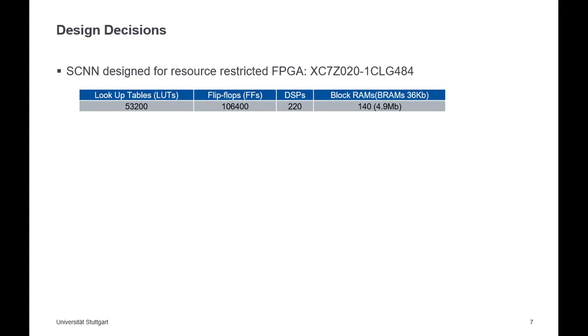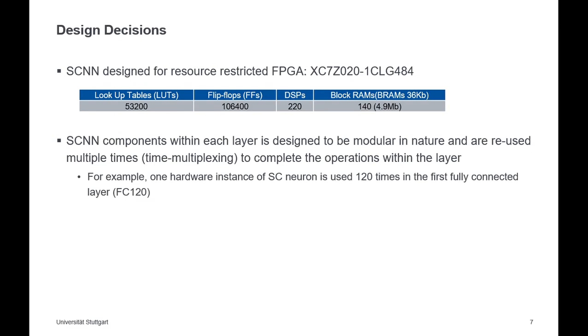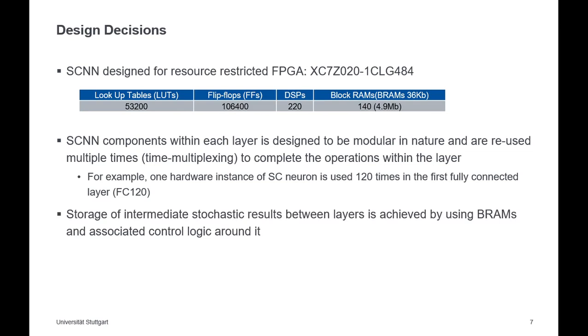Design decisions. The stochastic convolution neural network is designed for a resource-restricted FPGA with resources as shown. Certain components within each layer are designed to be modular in nature and are subject to time-multiplexed operation within the layer to complete the operations of that layer. For example, there exists only one hardware instance of the SC neuron in the first fully connected layer, and it is used 120 times to finish the operation of that layer. Storage of intermediate stochastic results between the layers is achieved by using block RAMs and the associated control logic around it.